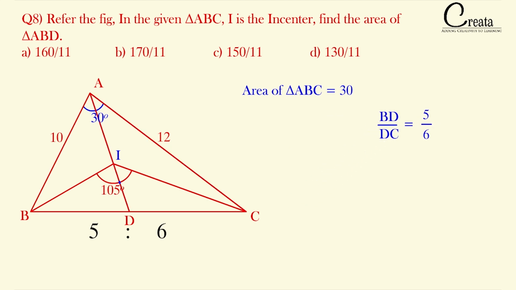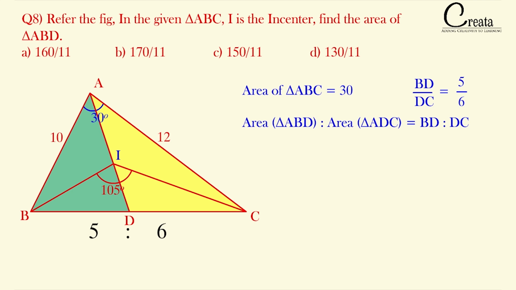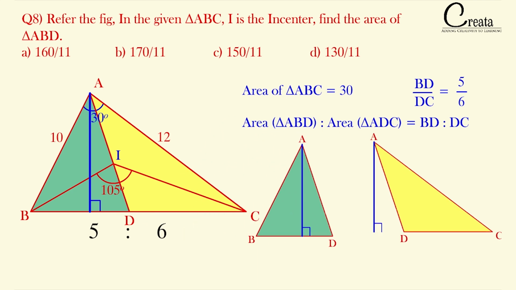Moving further, can we say the ratio of the area of triangle ABD to the area of triangle ADC is equal to the ratio of their bases, that is BD to DC? We have done the concept that the ratio of the areas of two triangles having the same altitude is equal to the ratio of their bases. Are you getting how we have done this? These two triangles have the same altitude. If you observe, both the triangles share the common altitude.